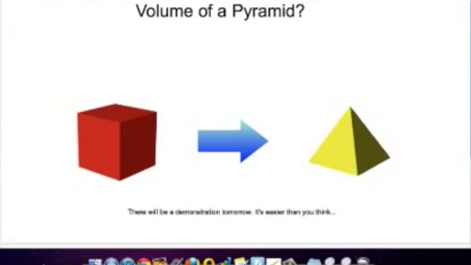Next up, we're going to be talking about the volume of a pyramid. Now, the volume of a pyramid, as complicated as the surface area was, is actually quite simple. And what I'm going to do in class is go ahead and give a demonstration that will help show you how the volume of a pyramid relates to the volume of a prism with the same base and height. Ooh, it's a cliffhanger. See you later.